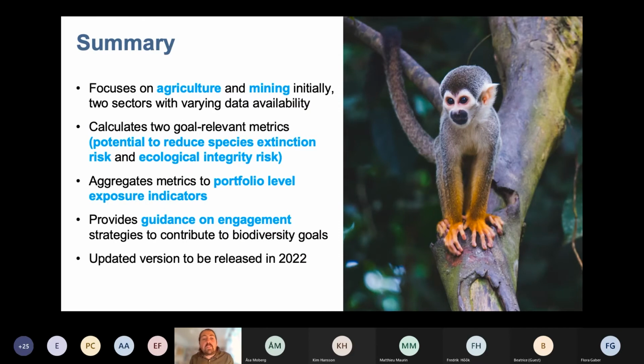So the ENCORE biodiversity module focuses on agriculture and mining initially, 2 sectors driving biodiversity loss, but with really contrasting data availability. It calculates 2 goal relevant metrics: the potential to reduce species extinction risk through STAR, and ecological integrity risk through a weighted MSA metric. It aggregates metrics to portfolio level exposure indicators and provides guidance on engagement strategies to contribute to global biodiversity goals. And we are hoping to fill some of the limitations and data gaps with an updated version to be developed and worked on in 2022.